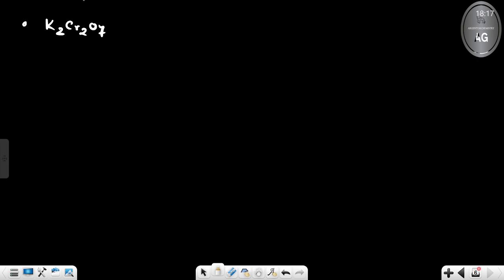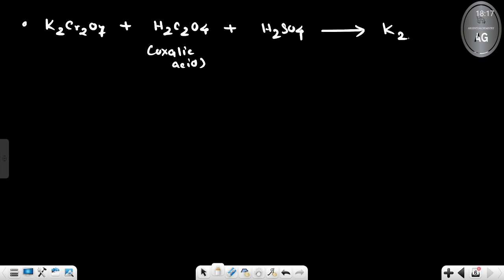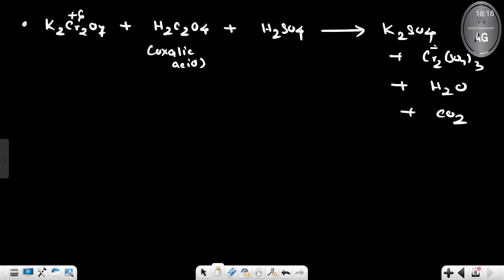K2Cr2O7 plus H2C2O4. This is called oxalic acid. Oxalic acid plus H2SO4 forms K2SO4 plus MnSO4, plus Cr2(SO4)3 plus water plus carbon dioxide. Now you see, chromium is plus 6 and has been reduced to plus 3 state.